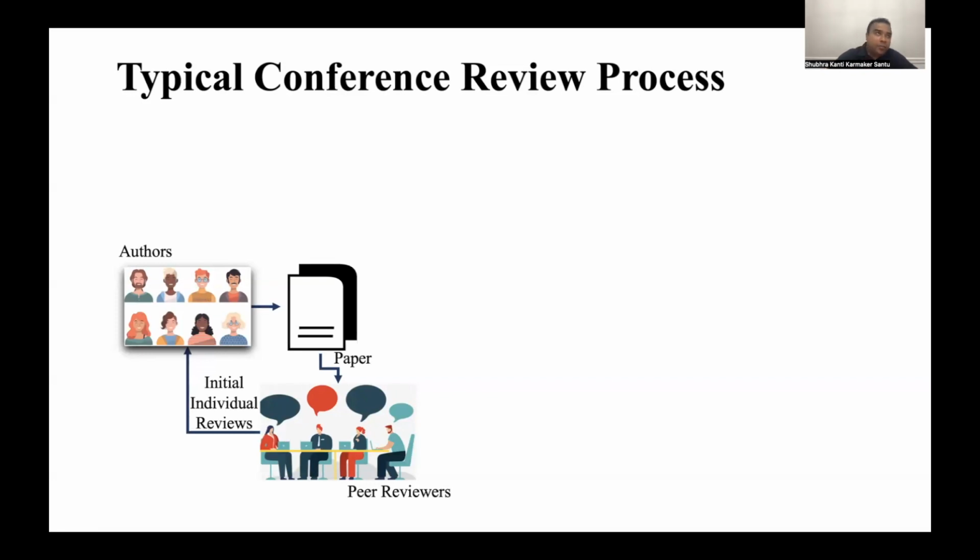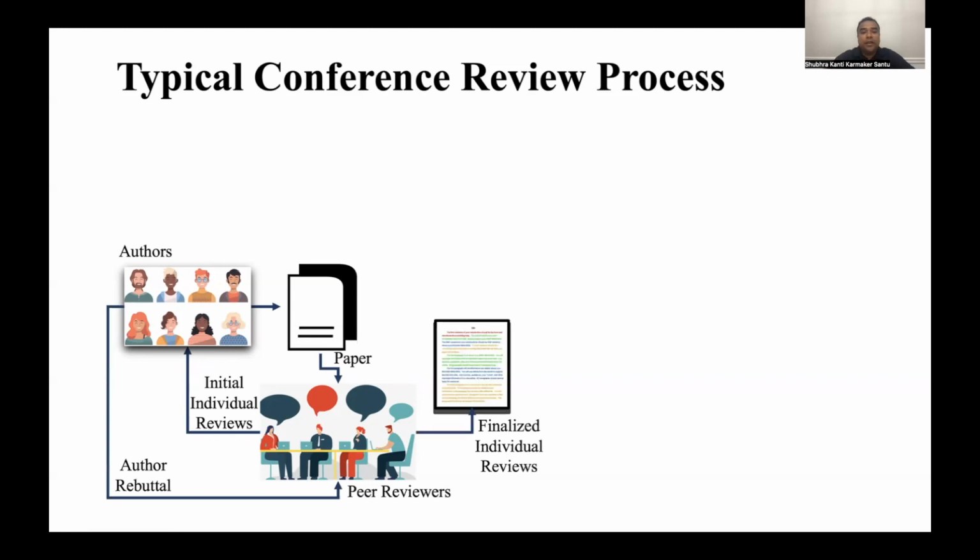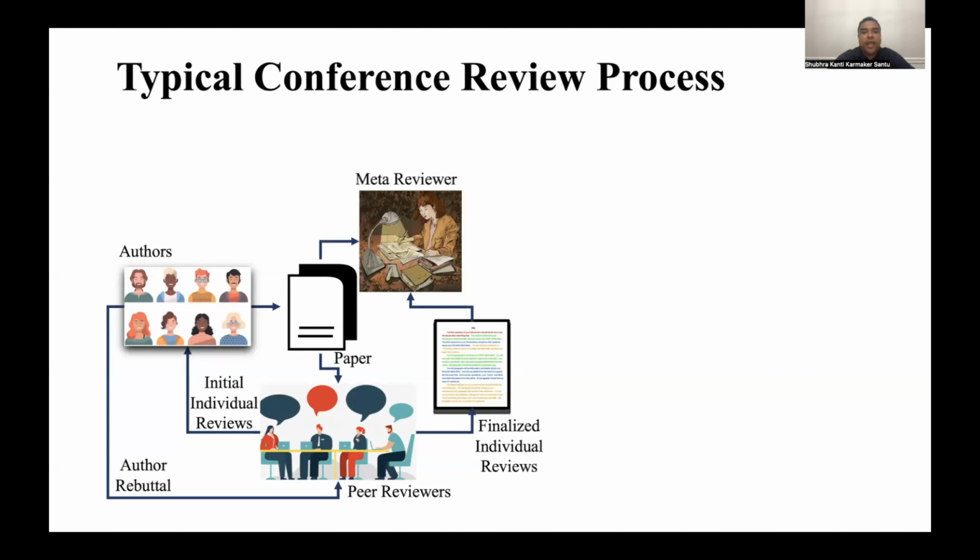After that, most of the conferences in NLP give the authors a chance to do a rebuttal. In that phase, the authors try to clarify any misunderstanding on the part of the reviewers, or any questions that were asked by the reviewers. After this rebuttal process is done, the peer reviewers finalize their individual reviews, and the paper and the individual reviews are sent to a meta reviewer.